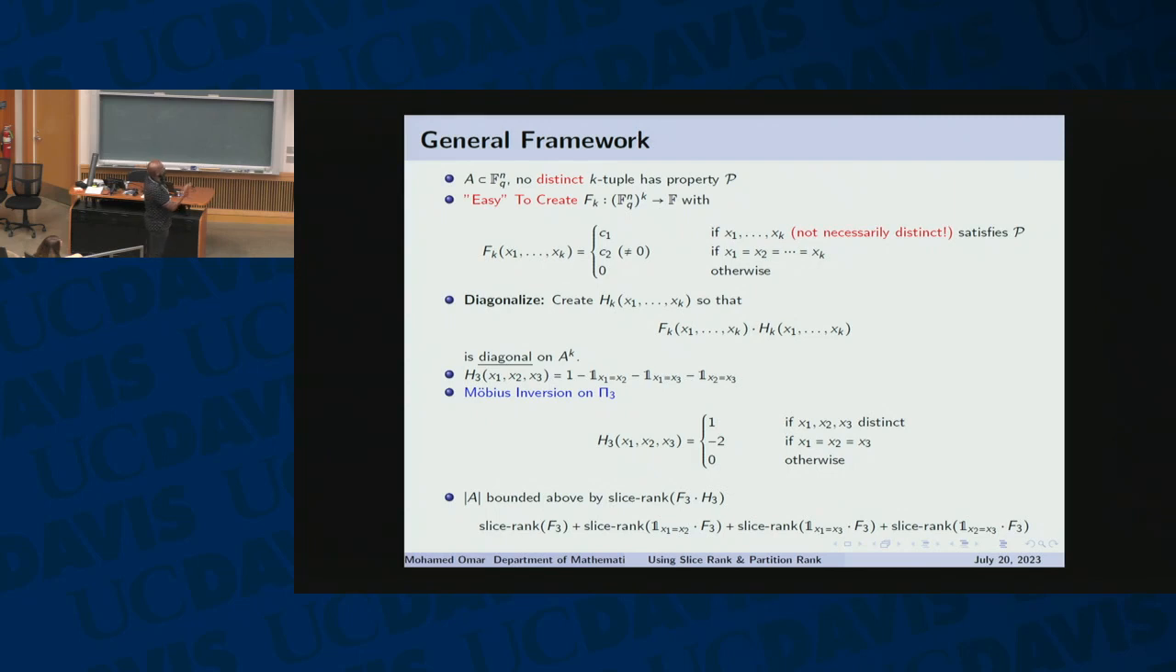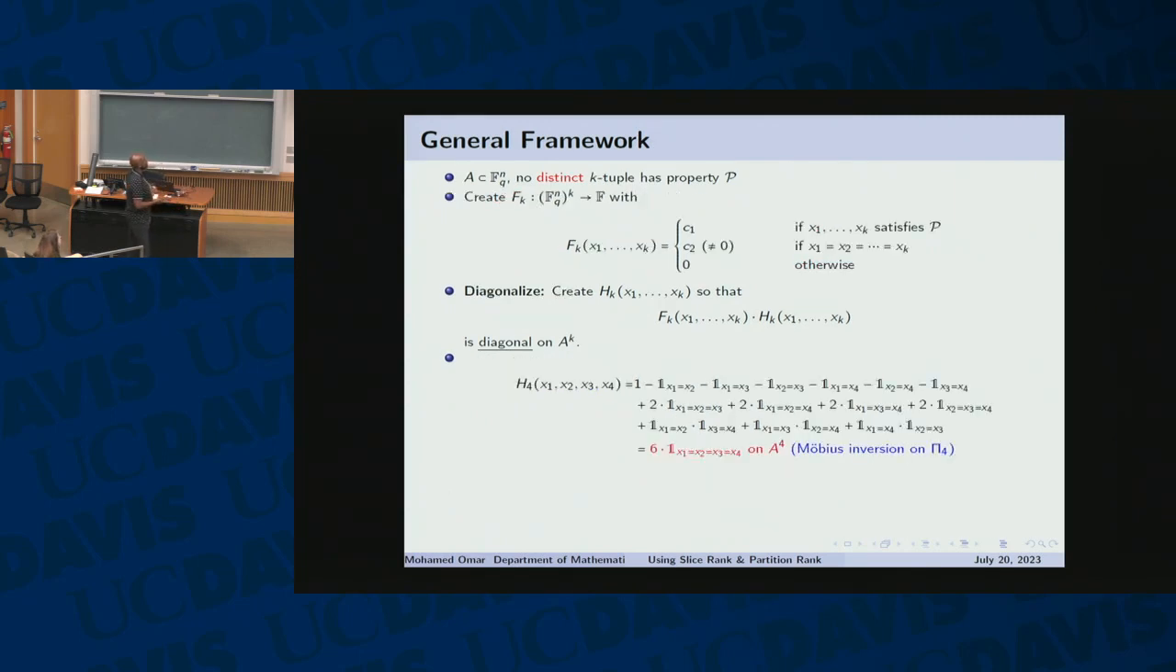Okay, so what happens when you move from 3 variables to 4? We want a sort of general method. If you move to 4 variables, the similar process would give you, again using Mobius inversion on the appropriate partition lattice, 6 times the indicator where all variables are equal on A4, but you run into a slight problem with trying to do slice rank type things. And the issue is something like this. If you take this H4 and multiply by F4, you'll get summands that look kind of like this.